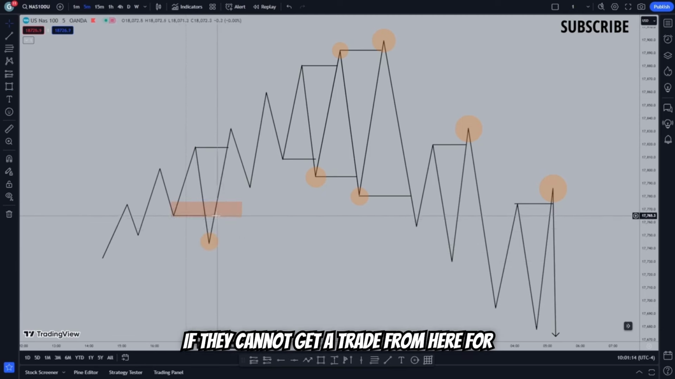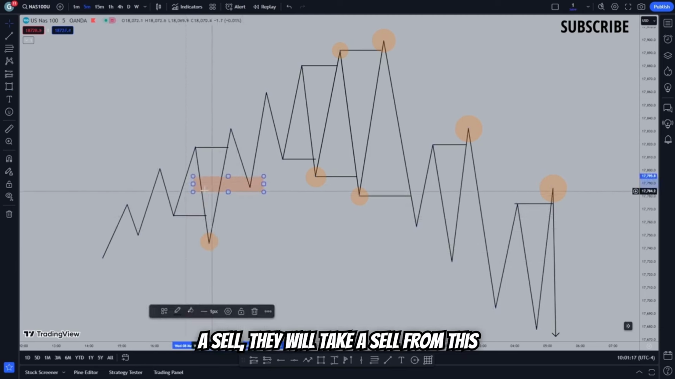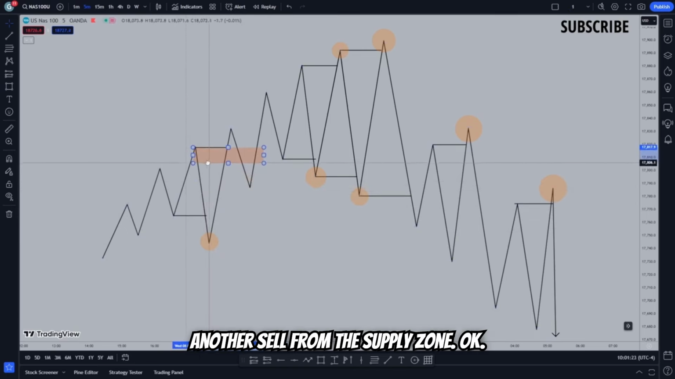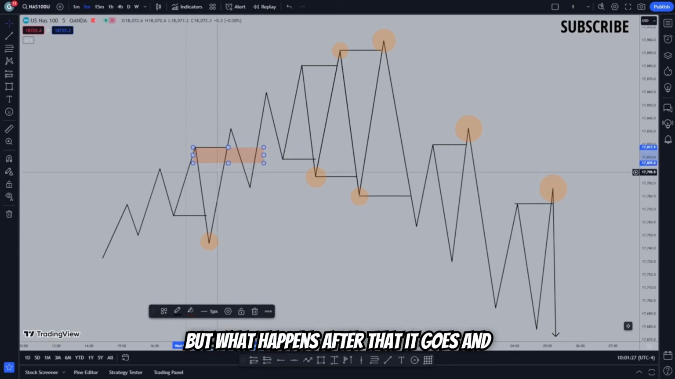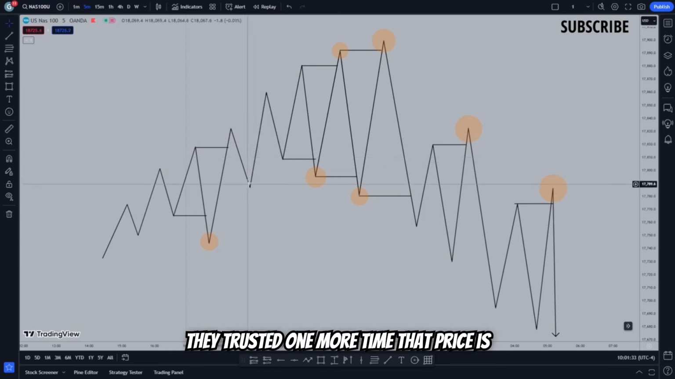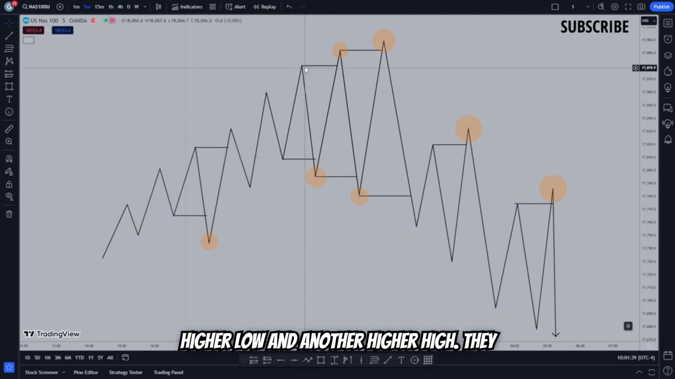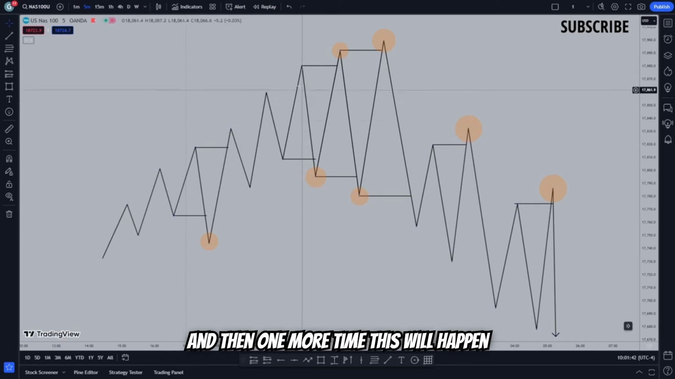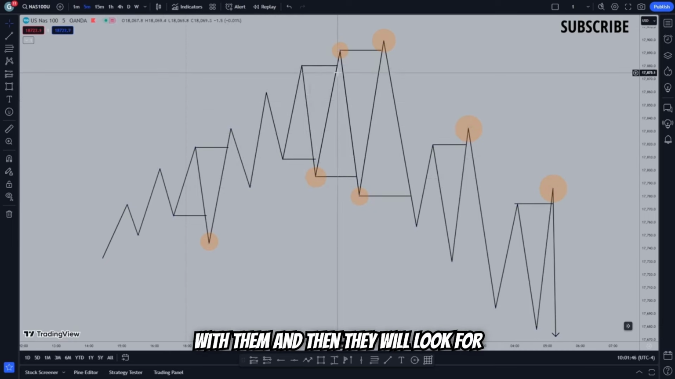If they cannot get a trade from here for a sell, they will take a sell from this fair value gap, which will be over here in the charts, and then they will try to take another sell from the supply zone. Okay, but what happens after that? It goes and takes all the stop losses, and then it starts to make its own thing. And now they trust one more time that price is creating higher highs and higher lows. This is a higher low, higher high, higher low, and another higher high. They will start looking for buys over here, and then one more time this will happen with them, and then they will look for sells, and this is what will happen with them.